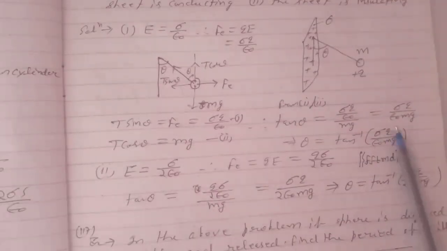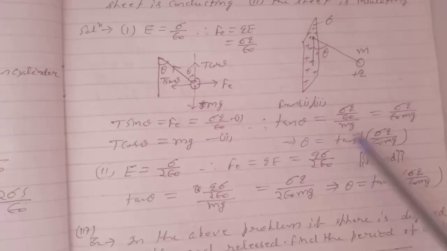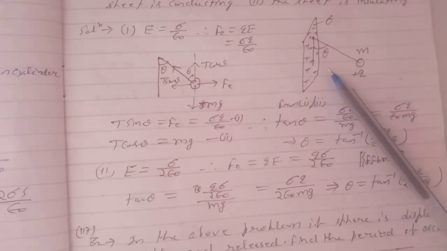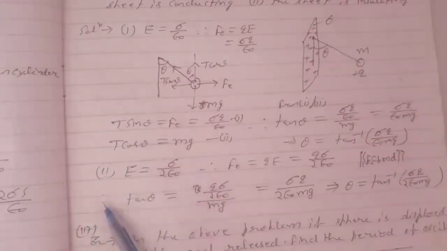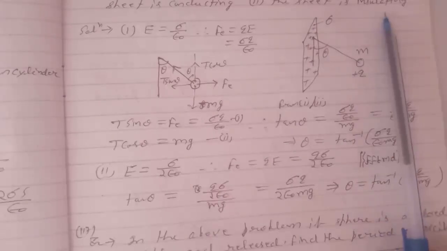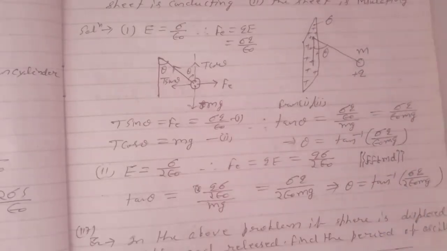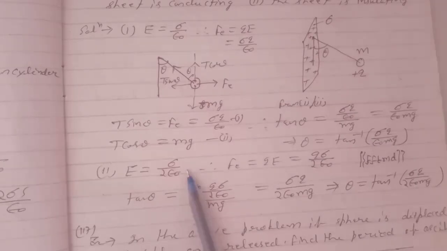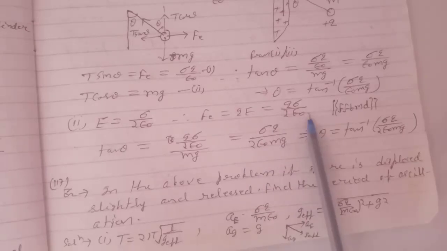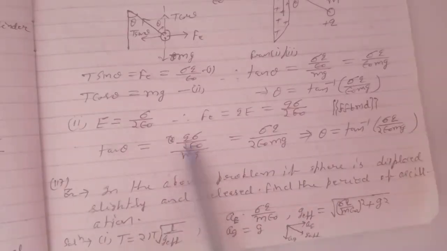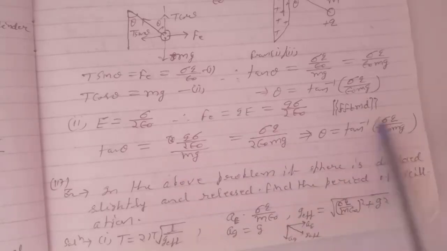So this is the angle made by the string connected to the ball with the surface. Now in the second case, the sheet is insulating, and we know that an insulating sheet has an electric field given by sigma by 2 epsilon naught. Hence Fe on the body will be Q into E, or Q sigma by 2 epsilon naught. Again, tan theta equals QE by mg, which is Q sigma by 2 epsilon naught by mg, or sigma Q by 2 epsilon naught mg. That is, theta is equal to tan inverse of sigma Q by 2 epsilon naught mg.